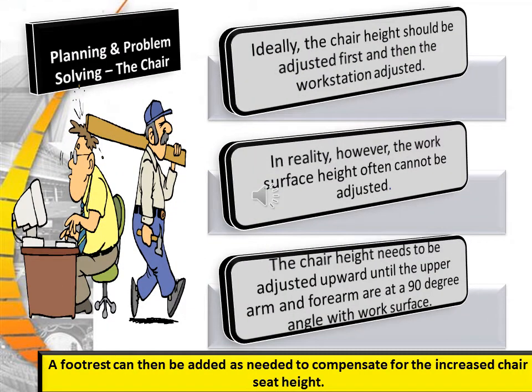Ideally, the chair height should be adjusted first and then the workstation adjusted. In reality, however, the work surface height often cannot be adjusted. The chair height needs to be adjusted upward until the upper arm and forearm are at a 90-degree angle with the work surface. A footrest can be added as needed to compensate for the increased chair seat height.